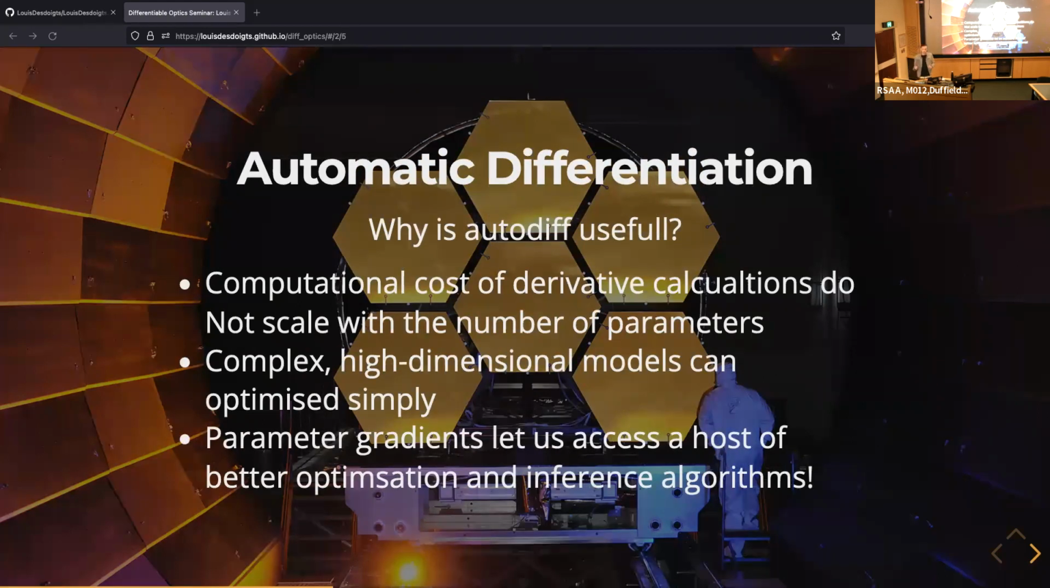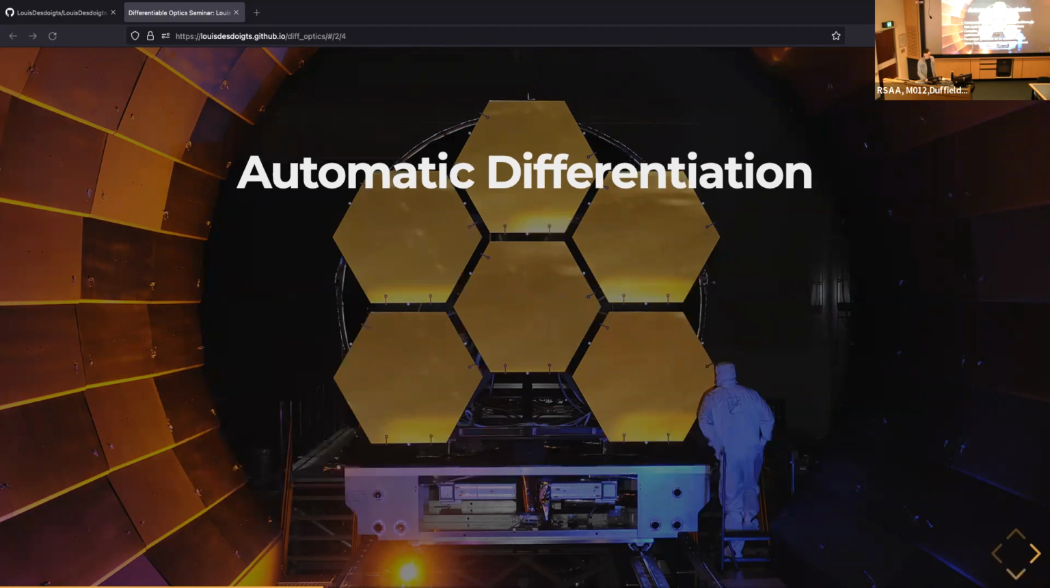That's how they're able to build and train these million and billion parameter neural network models and actually feasibly optimize them in reasonable times. And so by building optical models inside of automatic differentiation frameworks, we can basically shed the whole curse of dimensionality. You can build much more complex and realistic forwards models and approach these problems in a much more simple and physics-informed way. And having gradients go through your system also gives you access to a whole host of other really awesome optimization and inference algorithms.